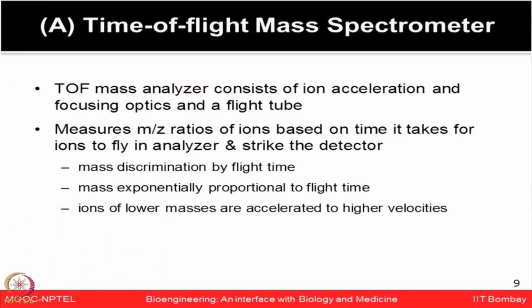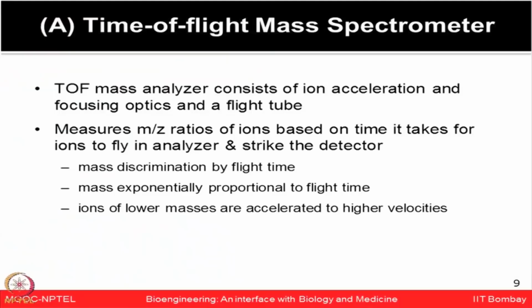The TOF mass analyzer consists of the ion acceleration and the focusing optics inside the flight tube. It measures the mass to charge ratio of ions based on how much time it takes for the ions to fly inside the analyzer and strike the detector. So, you are using mass discrimination based on the flight time, and the mass is exponentially proportional to the flight time. So, ions of lower masses are accelerated to higher velocities here.